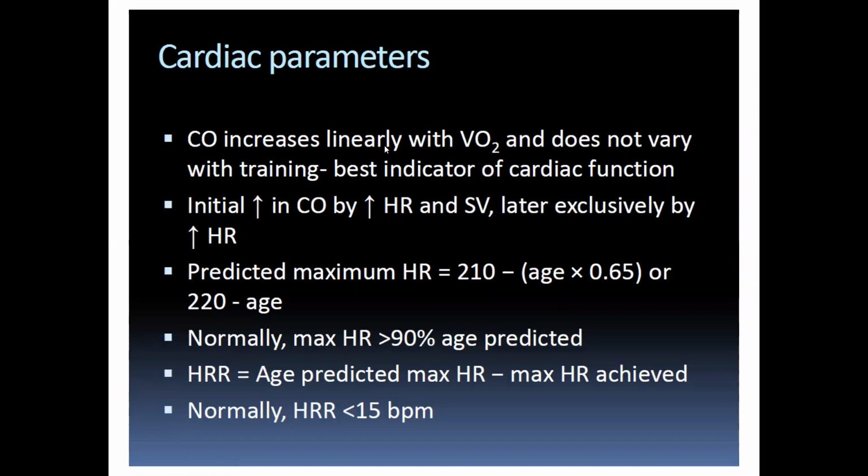So the cardiac parameters. Cardiac output should increase linearly with VO2, and it should not vary depending upon training. Someone is saying something in the middle. Is there a question? Yeah, quick question. Of the three methodologies that you showed, is there a reason to believe one is better than the other, or if there's a discrepancy, should we trust one more than the other?